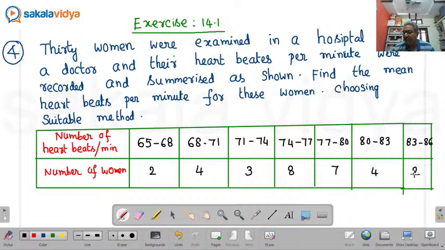So Shivani, good morning. Are you able to do this problem? You do it. I will wait for 2 or 3 minutes.